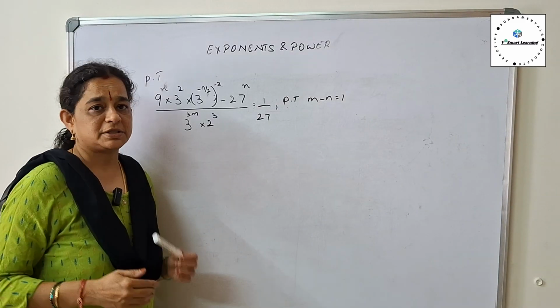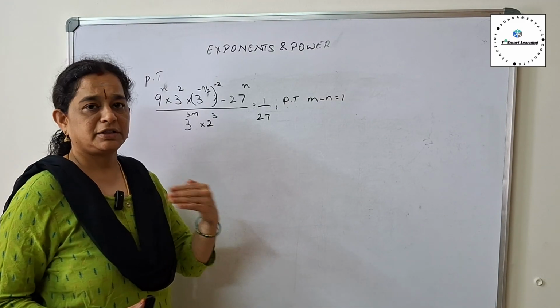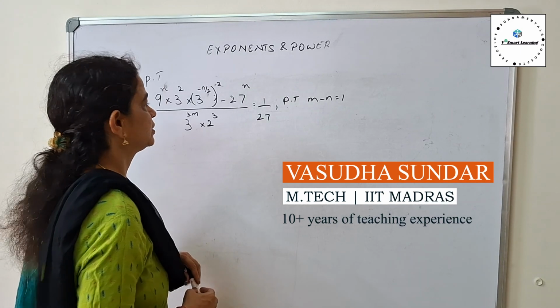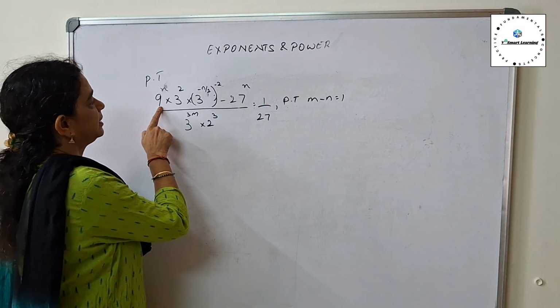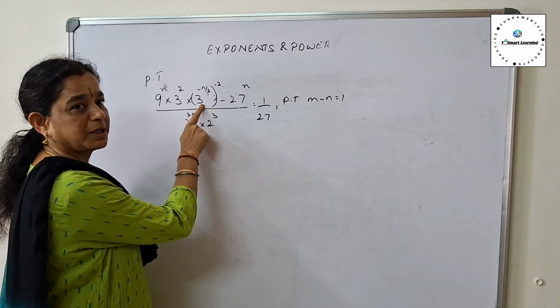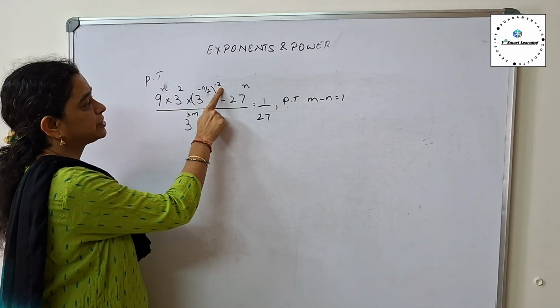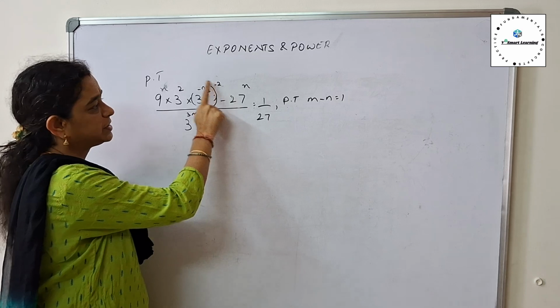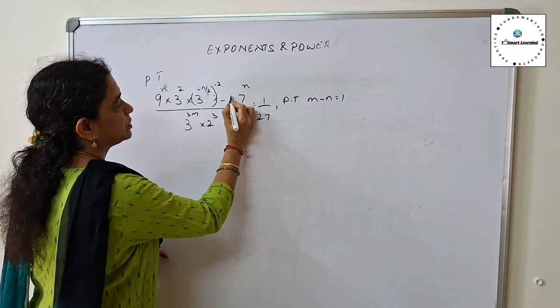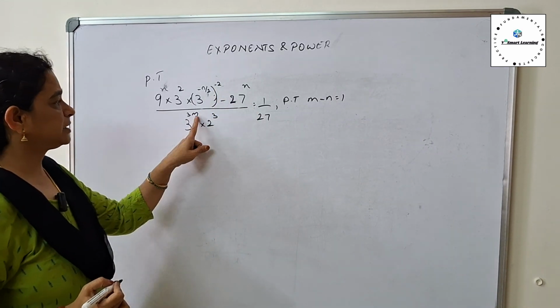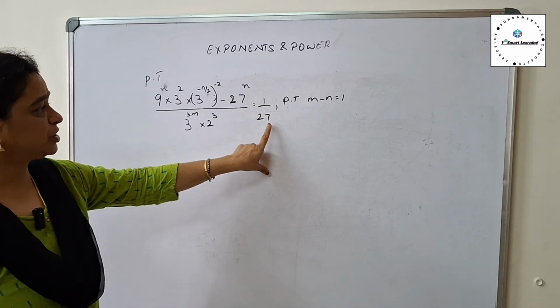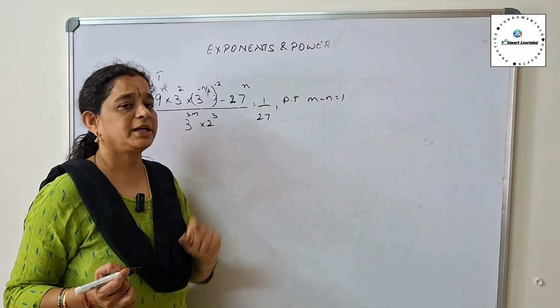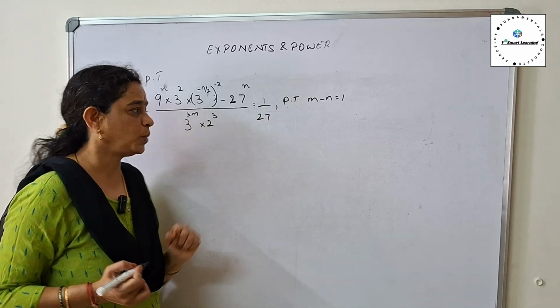So the next problem is a little more difficult. As I said, we are slowly increasing the complexity of the problems. You see that (9^n × 3^2 × 3^(-n/2))^(-2), this minus 2 is only for this term, minus 27^n over 3^(3m) × 3^3. If that is equal to 27, you have to prove that m minus n is equal to 1.